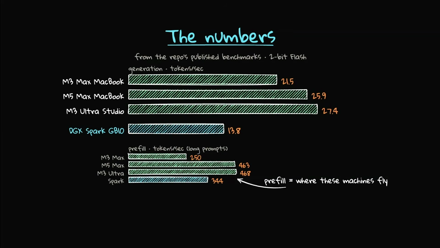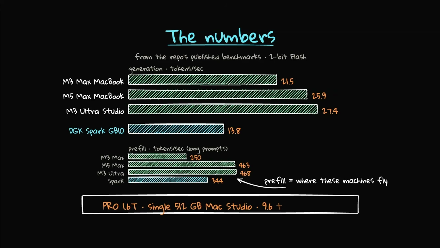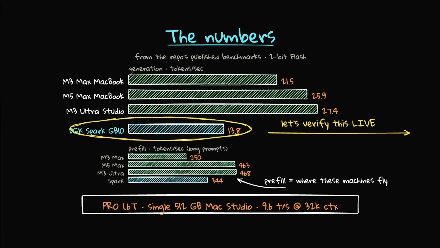These numbers are for V4 Flash, but you can actually run the Pro 1.6 trillion model at a reasonable generation speed of 9.6 tokens per second at a 32K context window, which is readable speed for a model of that size on hardware you own, which is kind of incredible.